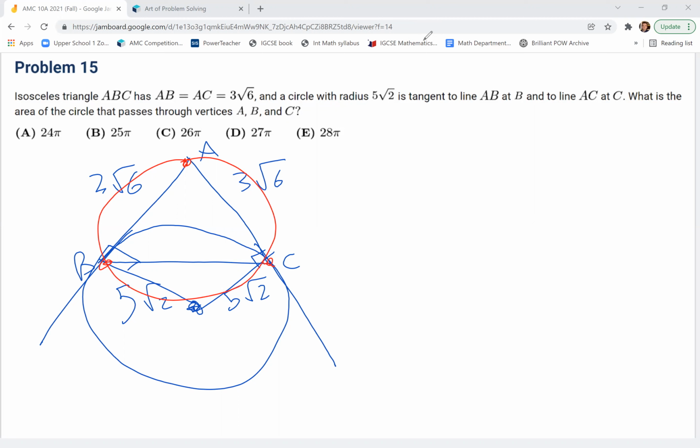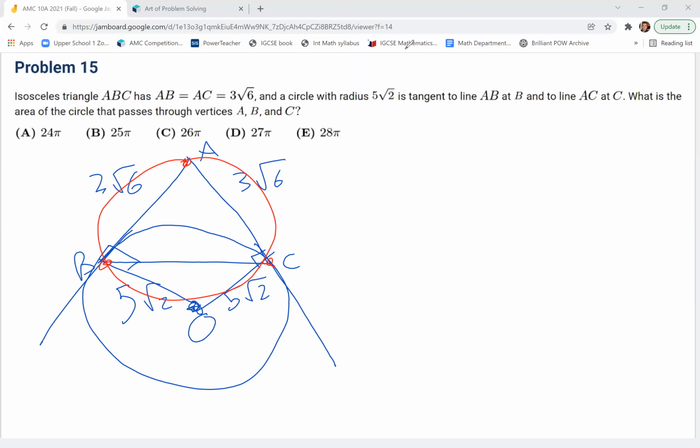So the first thing that I did was I found the height of this. Let's say we call the center of the blue circle... Actually, I'm going to call it D, because the center of the circle we're trying to find is O. So I'll call this point here O, right?